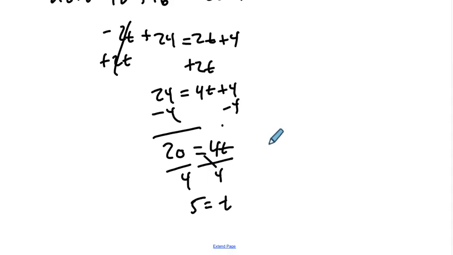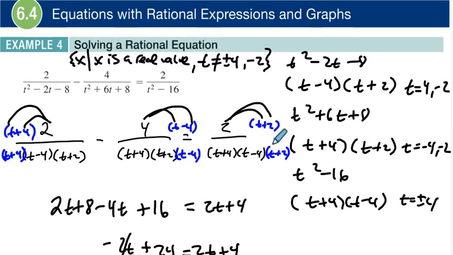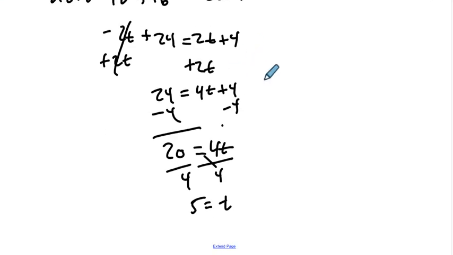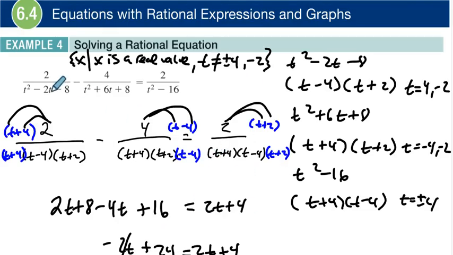Great, so if we go back up to our domain, that was fine, right? Because we said that t cannot be plus or minus 4, and it can't be -2. So the question now is, is this still a solution? It is always a good idea to plug this back in. You can plug 5 into this, and if I plug 5 back in here, I should get the left side equivalent to the right side.